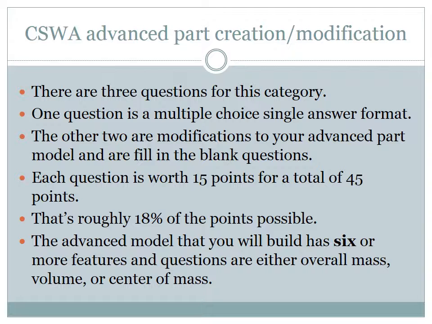There are 3 questions in the advanced part modification category. One question is a multiple choice single answer format. The other 2 are modifications to your advanced part model and are fill in the blank questions. Each question is worth 15 points for a total of 45 points. That's roughly 18% of the points possible. The advanced model that you will build has 6 or more features, and questions are either overall mass, volume, or center of mass.